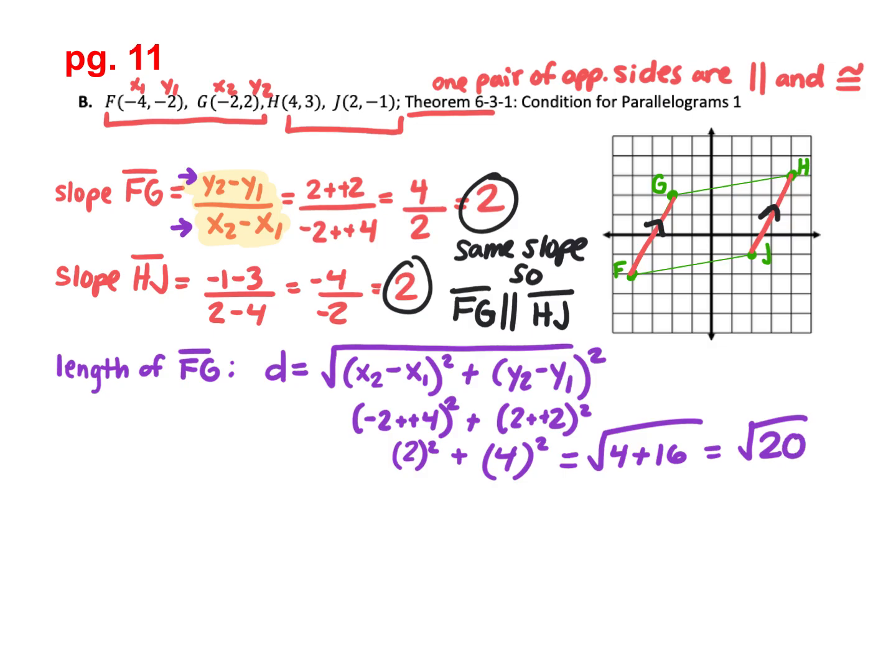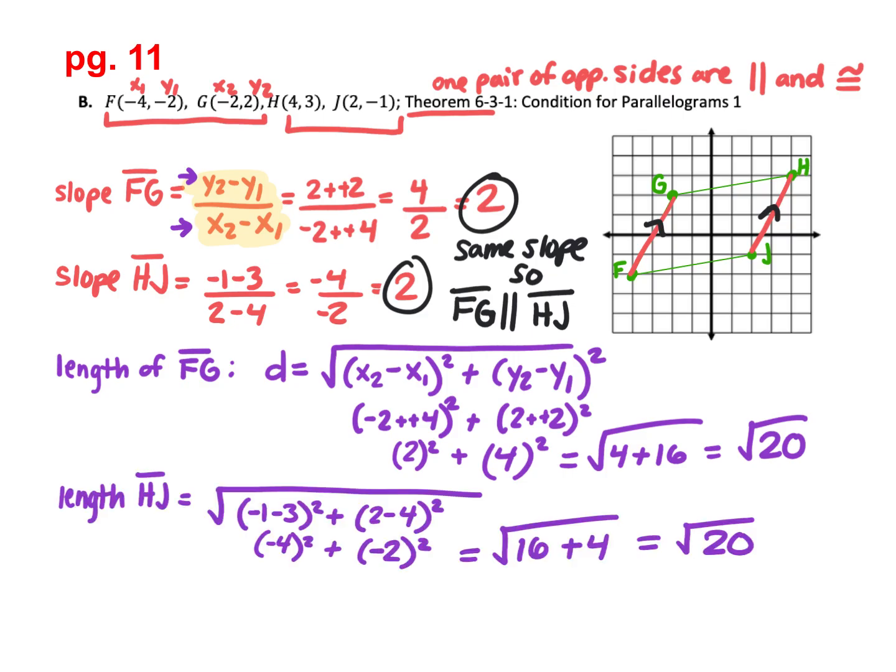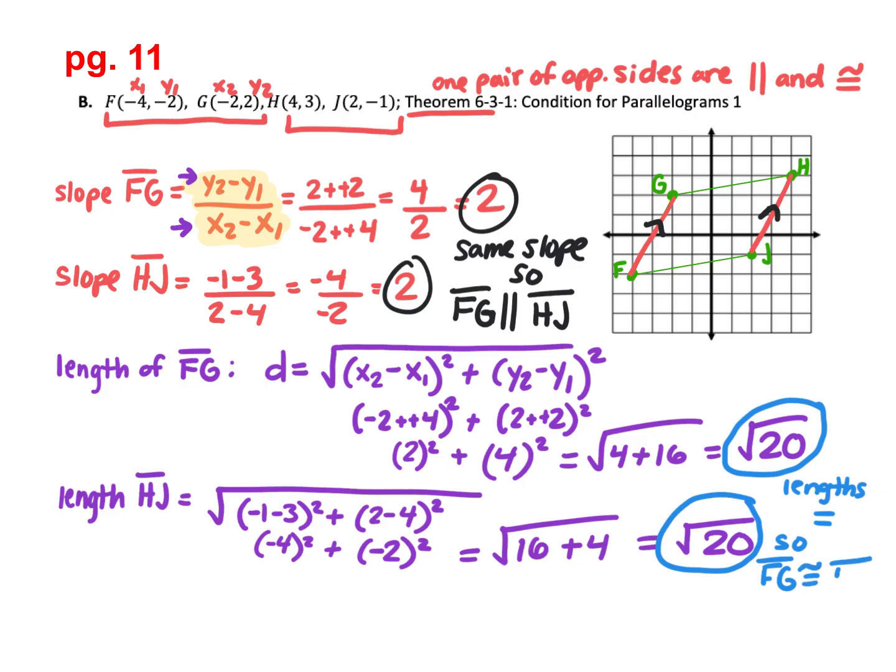Let's check the length of the opposite side, HJ. Please pause your video now and do the same calculation for the length of segment HJ. When you do that calculation, you should have found that they both end up being the square root of 20. I don't need to get a decimal answer if I can just see that they're the same. So the lengths are equal. So we have FG is congruent to HJ.